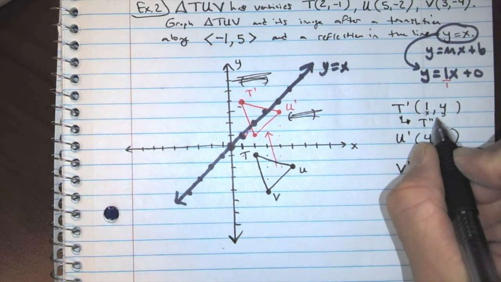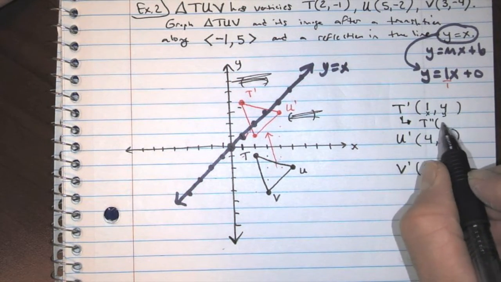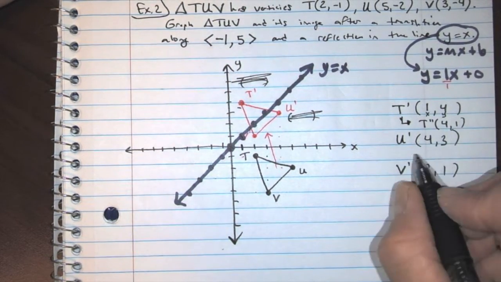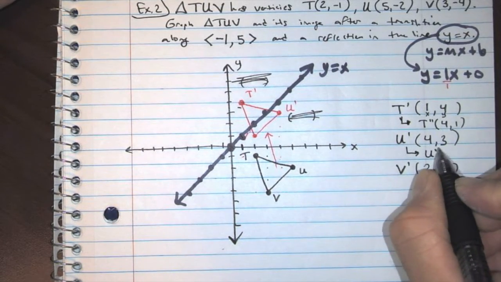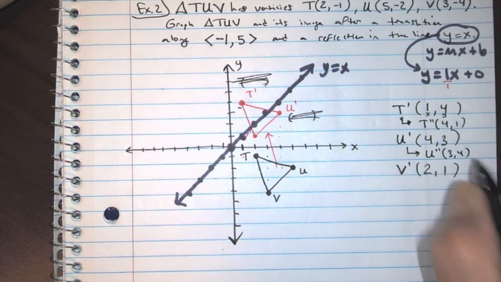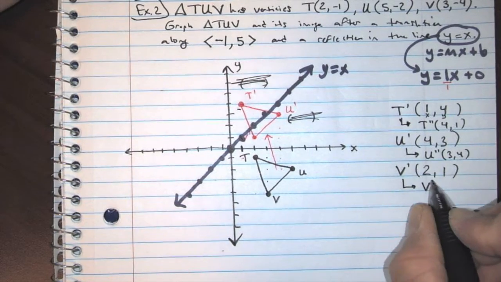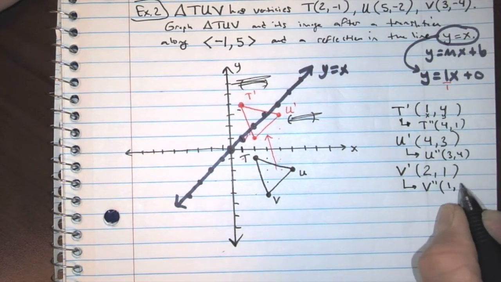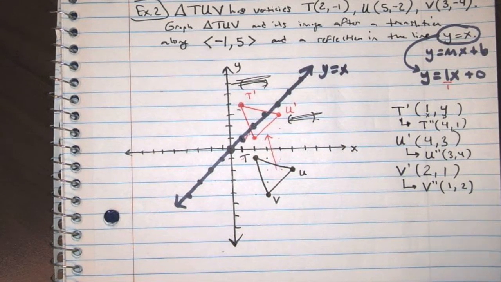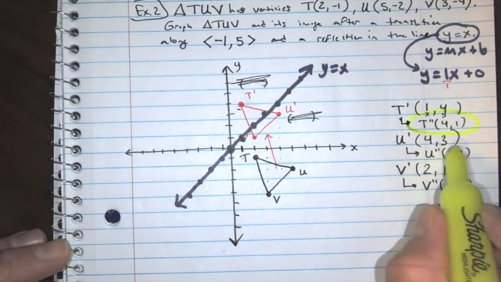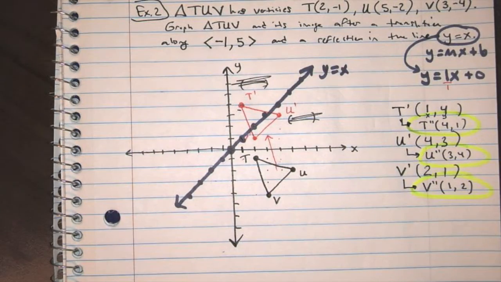So T double prime, let's see, it was 1, 4, switch them. It's going to be 4, 1. U double prime is going to be 3, 4. And V double prime is going to be 1, 2. So, graph those points, and you should get your answer.